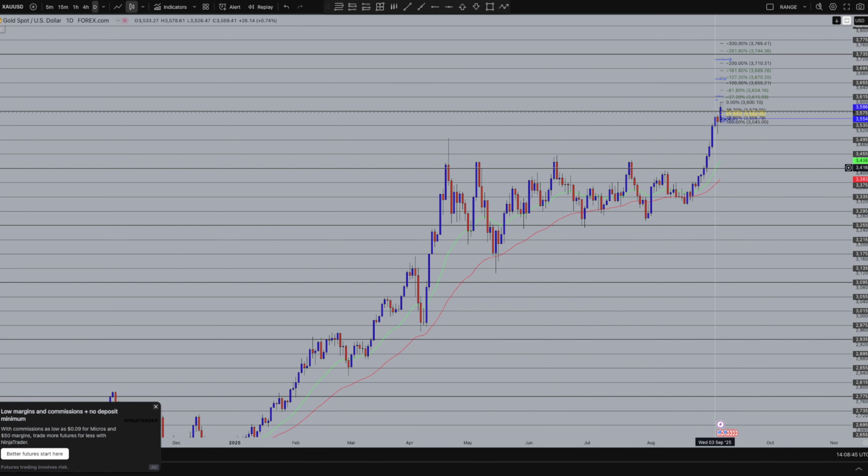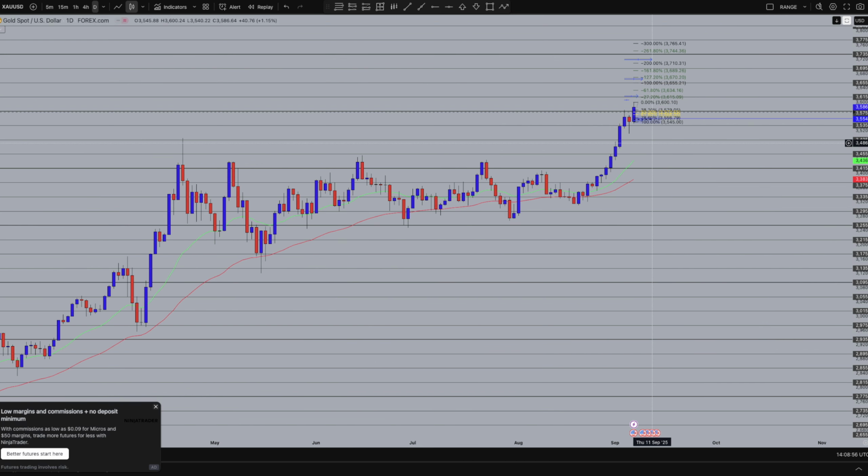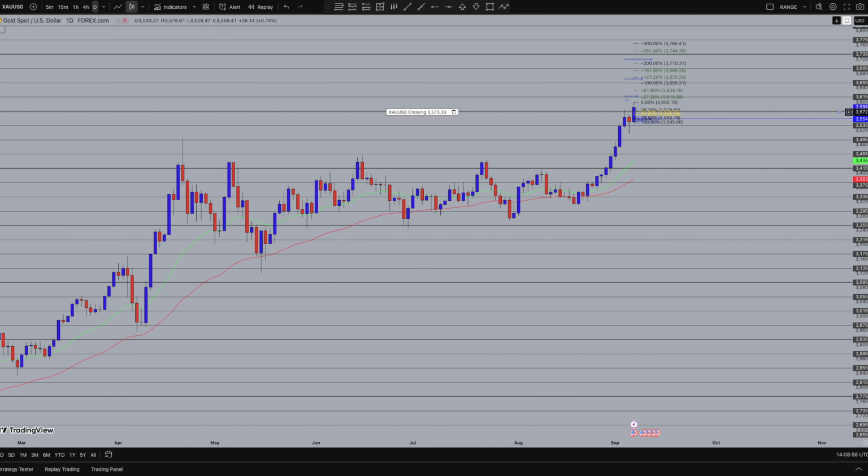You have a couple outliers, which we'll get into with the fib, but for the most part, you consolidate in between it, and then once you're ready to break, where did you first go? You went to your next range point, your next $160 range point.